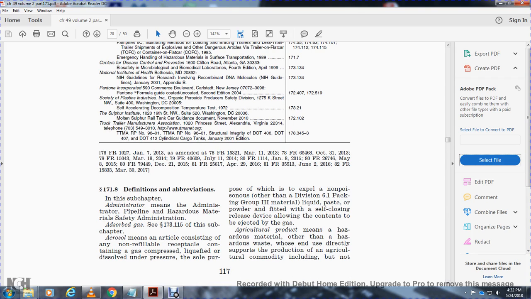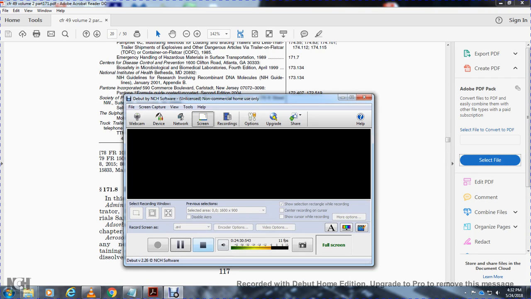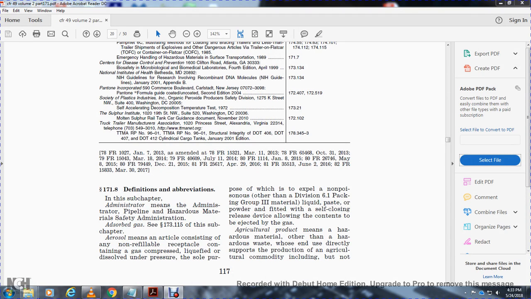All right. 171.8, Definitions and Abbreviations. In this chapter and subchapter, Administrator means the Administrator of the Pipeline and Hazardous Materials Safety Administration. Absorbed gas means see 173.115 of this subchapter. Aerosol means an article consisting of a non-refillable receptacle containing a gas compressed, liquefied, or dissolved under pressure, with the sole purpose of expelling non-poisonous other than Division 6.1 Packing Group III liquid, fitted with a self-closing release device allowing the contents to be ejected by gas.